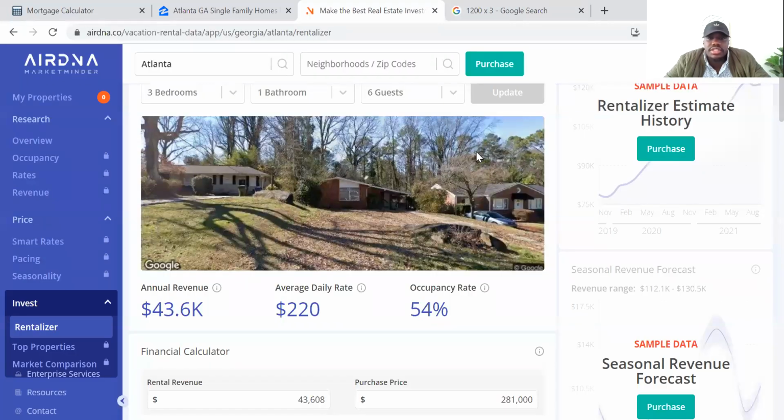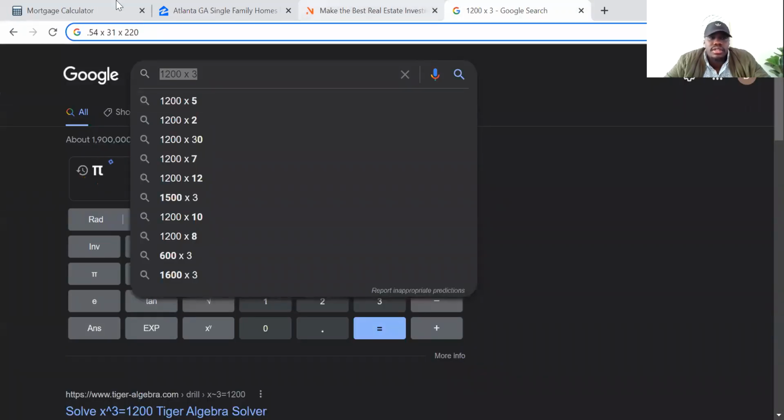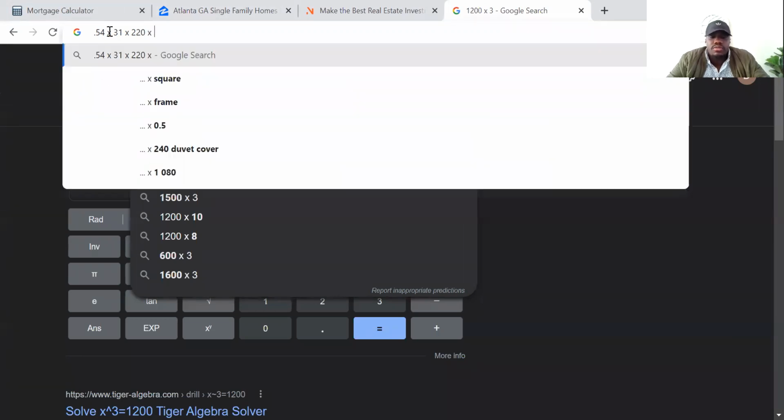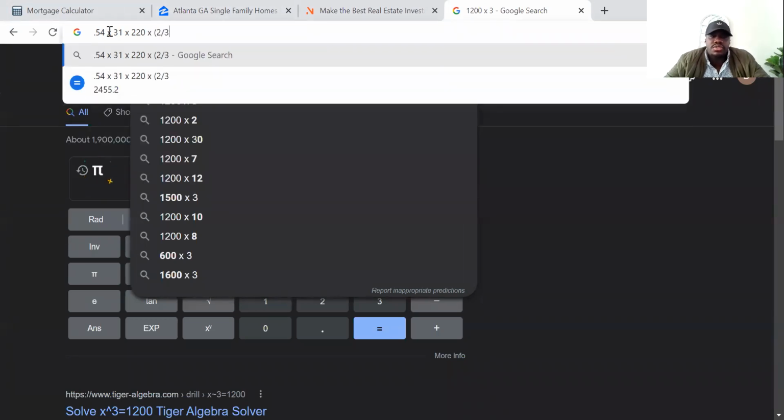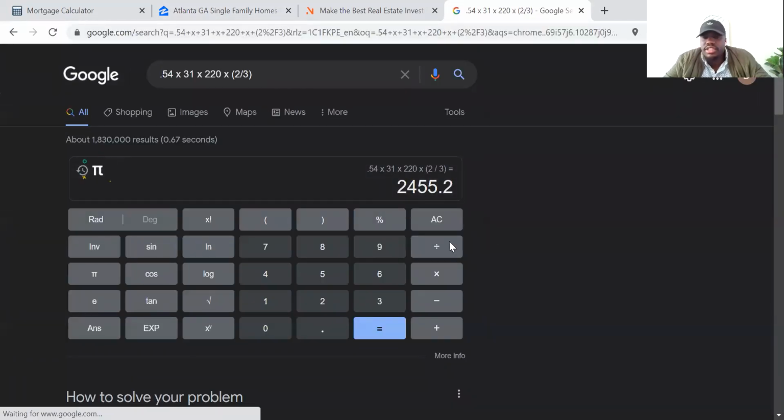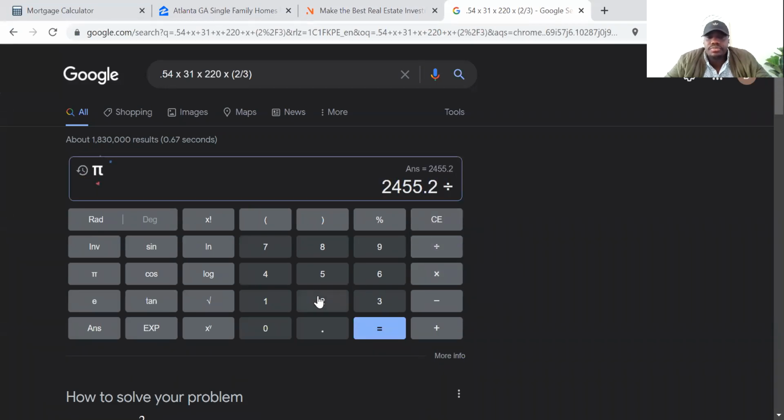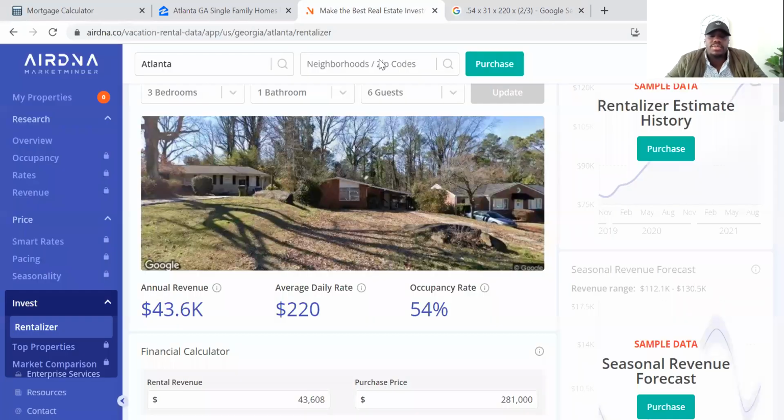But anyways, going back to our calculation, we're gonna multiply by 220, right? 0.54 times 30 times 220, but this time I'm gonna say 2/3 because you're renting 2 out of 3 bedrooms. This is estimating that you make roughly 2,455, divided by 2, about 1,200 per bedroom once again. So again, that's in line.